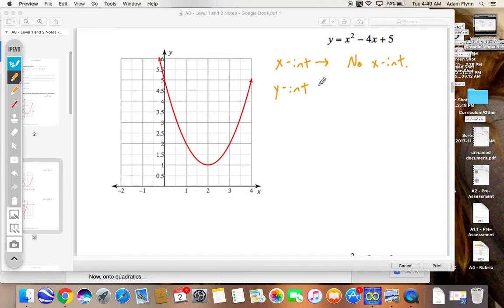Next, we'll do the y-intercept. So it crosses the y-axis right there. So y equals 5 is fine. I'll also accept 0, 5, either or.